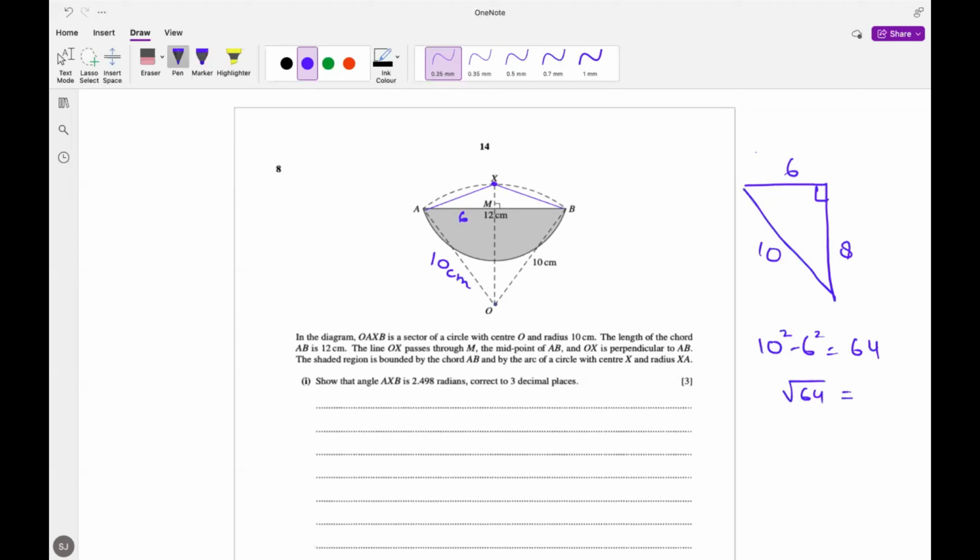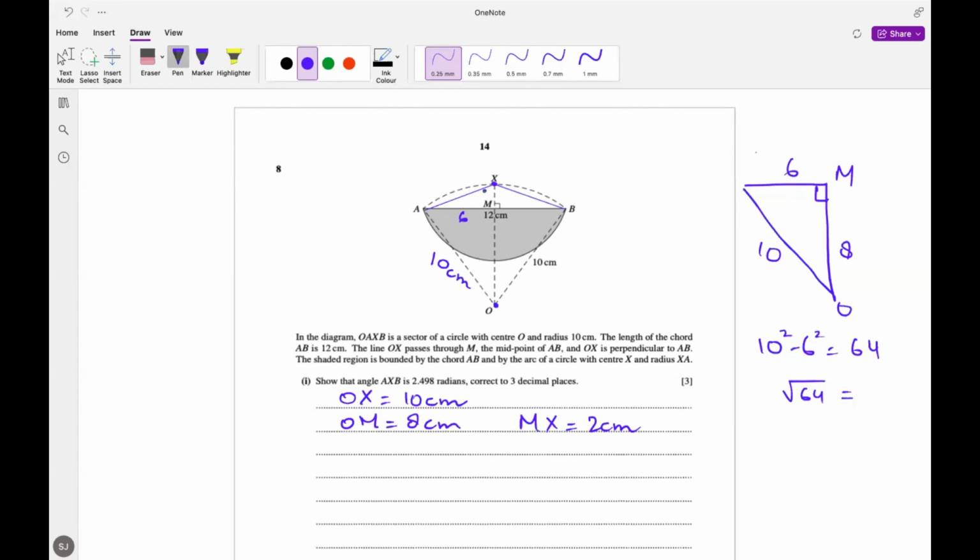So again, as we know that OA is the radius, OB is the radius, which means the length OX is also 10 centimeters. Given that we have the length OM, which is 8 centimeters, we know that the length MX is equal to 2 centimeters.